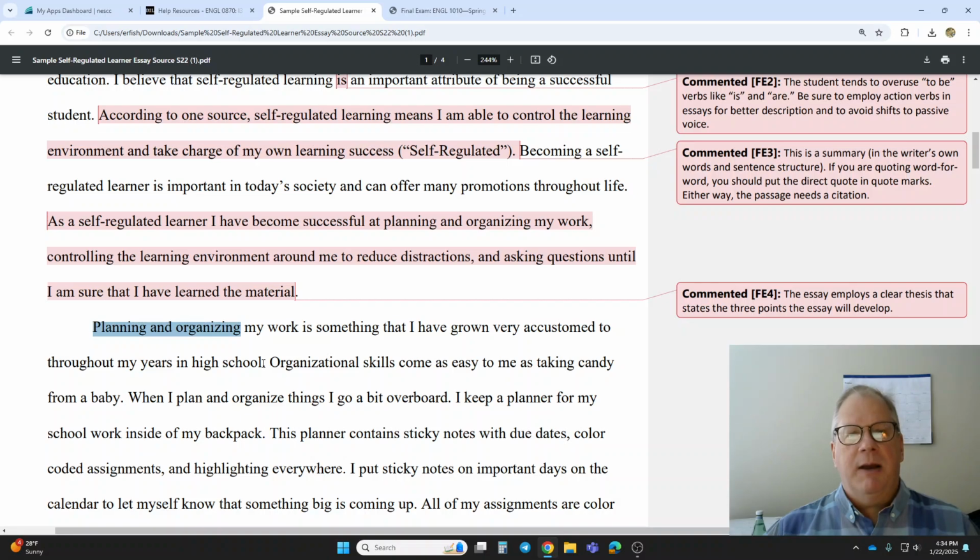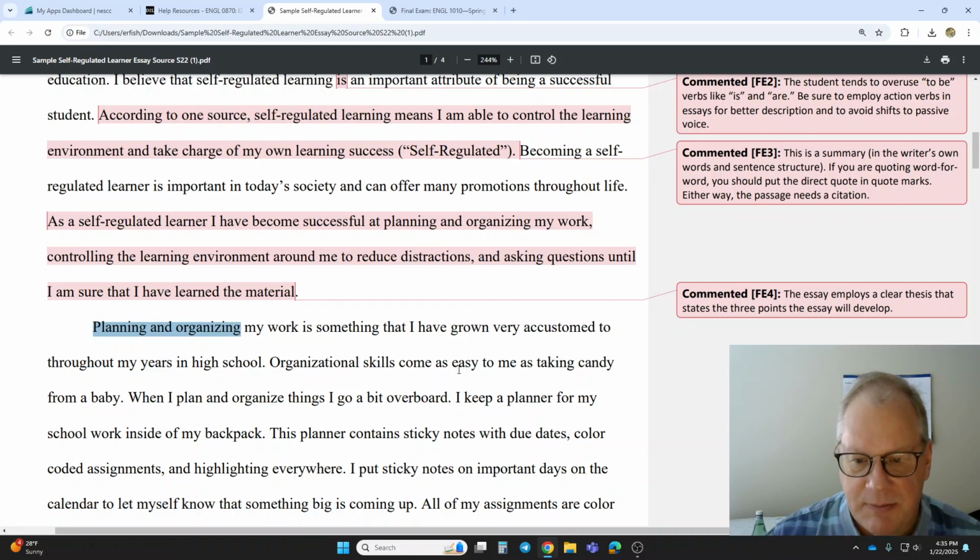When you get into the body paragraphs, make sure you have a good, clear topic sentence, like you see here. Planning and organizing my work is something I've grown very accustomed to throughout my years in high school. We know what the paragraph's going to be about. It's going to be about planning and organizing work, right? Once you give that topic sentence, you want to make sure you give good details, a good sense of example within the body paragraphs. We want to see how she plans and organizes her work and how it affects her studies and her grades and everything like that. You can kind of see that's what she's going to start doing.